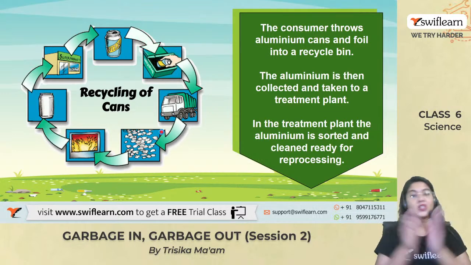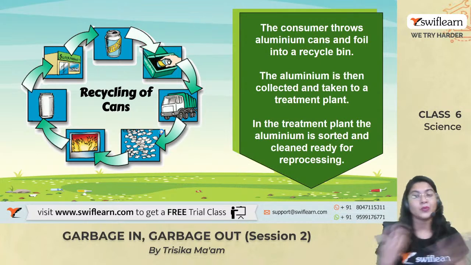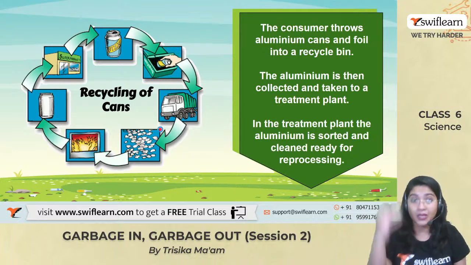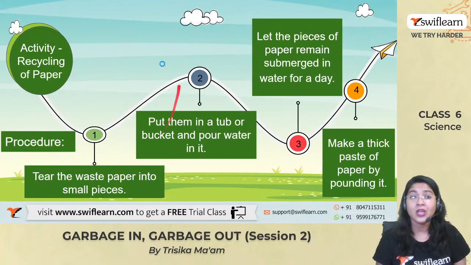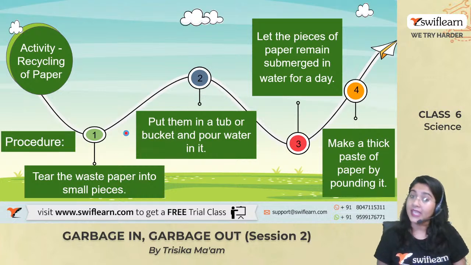Now up to this much, do you have an idea how recycling takes place in the case of paper as well as in the case of cans? So by this we can recycle the different products by reducing the throwing away of garbage. So these are the activities which you can do at home also for recycling paper.